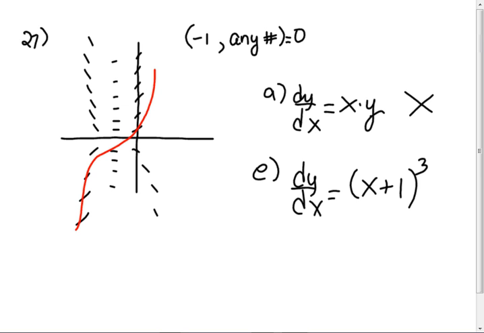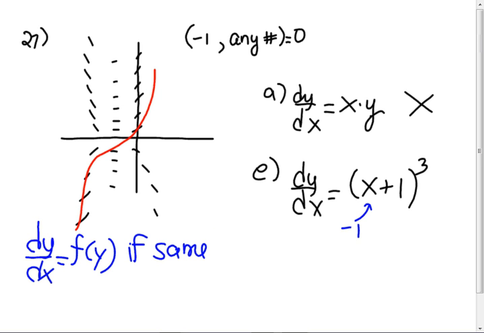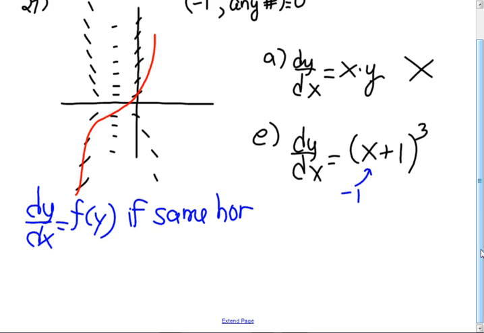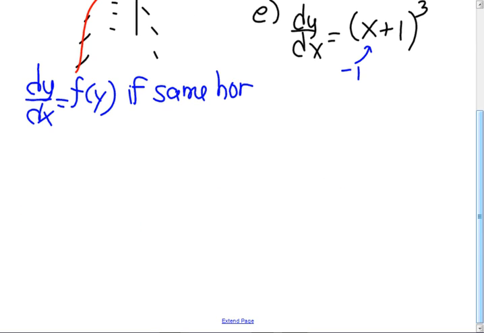But look at your slope field here. When x is equal to negative 1, what's the slope equal to? Negative 1 plus 1 is 0. So that would give you this. If these are changing, then you're going to have a y there. If they're all the same across this way, horizontally, then the dy dx will be some function of y. So let's write that down. dy dx equals some function of y, no x's, if it's the same horizontally on your slope field. That's a nice little trick. So that would save you a bunch of time. Remember all the time we spent on the last one? This one was easy.